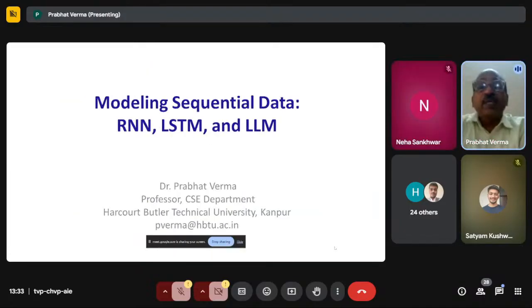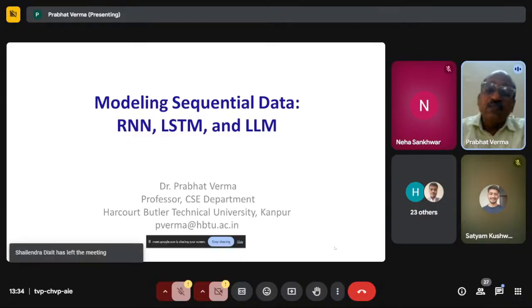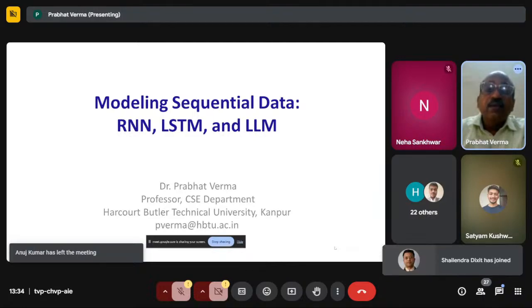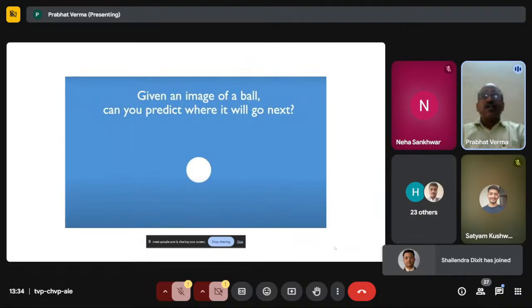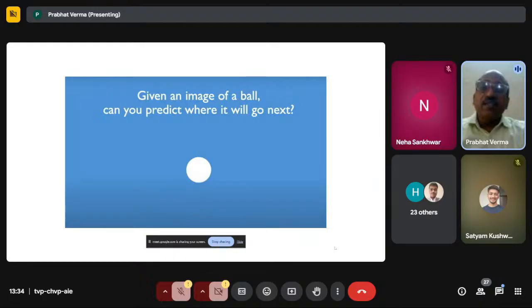So the topic is modeling sequential data, RNN, LSTM, and LLM. So basically, these all deal with deep learning. So we shall discuss here from the scratch, or from the basics, so that those who are in the process of learning would be able to understand easily. We begin with a small example for understanding the importance of sequential modeling or sequential data.